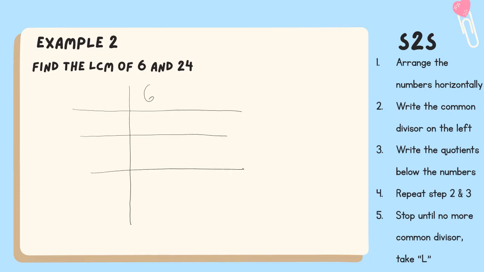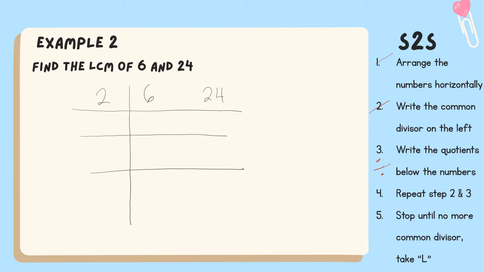And then I'm going to write 6 and 24 here horizontally. So that is step 1. Step 2, write the common divisor on the left. Now, the trick is, if you know these two numbers are even, you can always start with 2. So that is step 2. Step 3, write the quotients below the number. This is where you will start dividing. I'm just going to write the division symbol over there.